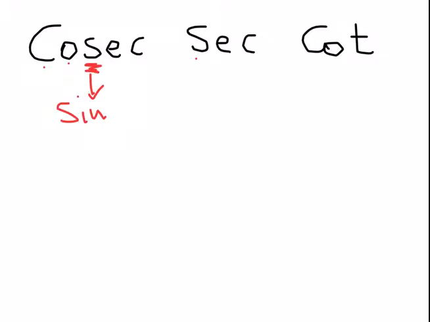Letter number 3, 1, 2, 3. This letter is C. C for what? For cos. So that means sec is the reciprocal of cos. Letter number 3, 1, 2, 3. See there, letter number 3 stands for T. T for tan, which means cot is the reciprocal of tan.